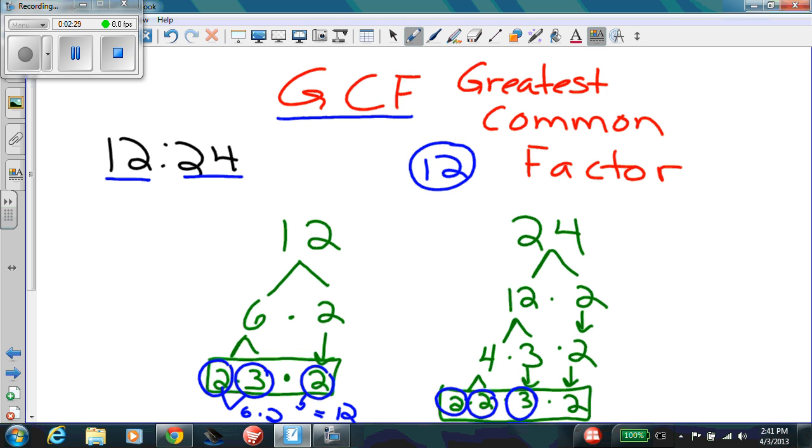So now I can divide each part of my ratio by 12. 12 divided by 12 equals 1. And 24 divided by 12 equals 2. So the equivalent ratio would be 1 to 2, equivalent to 12 to 24.